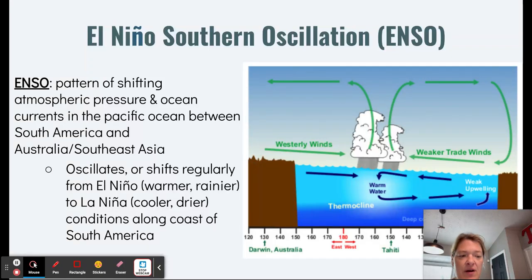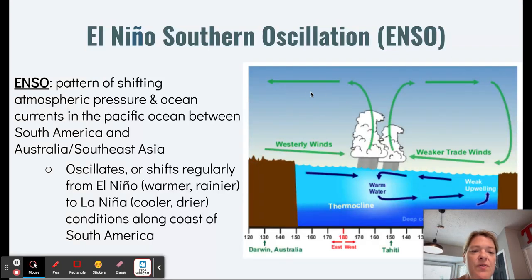All right, so that's sort of the background information that helps us understand then the El Nino Southern Oscillation, also known as ENSO. We tend to just call it El Nino and La Nina. But ENSO is basically a pattern of shifting atmospheric pressure and ocean currents in the Pacific Ocean between South America and Australia and Southeast Asia. And it oscillates or shifts regularly from El Nino, which is generally considered a warmer, rainier climate, to La Nina, which is generally considered a cooler, drier climate. And these are conditions along the coast of South America. That's what we base them on.